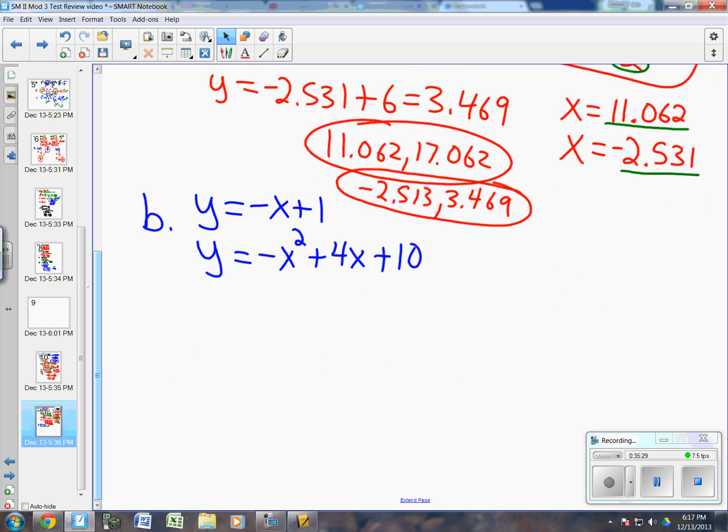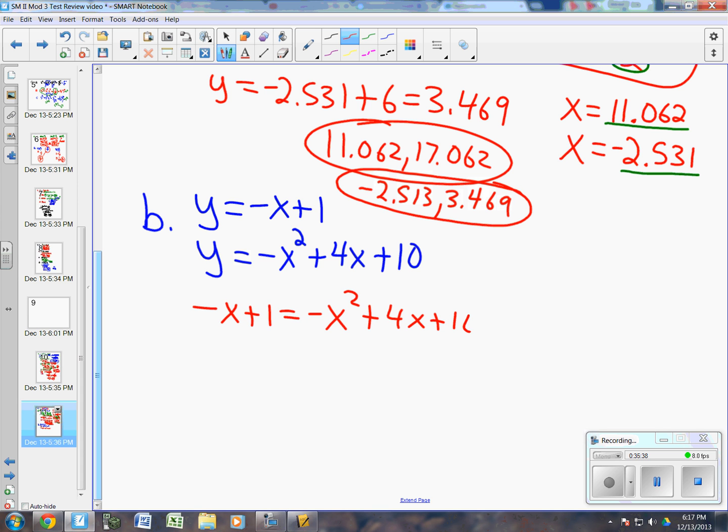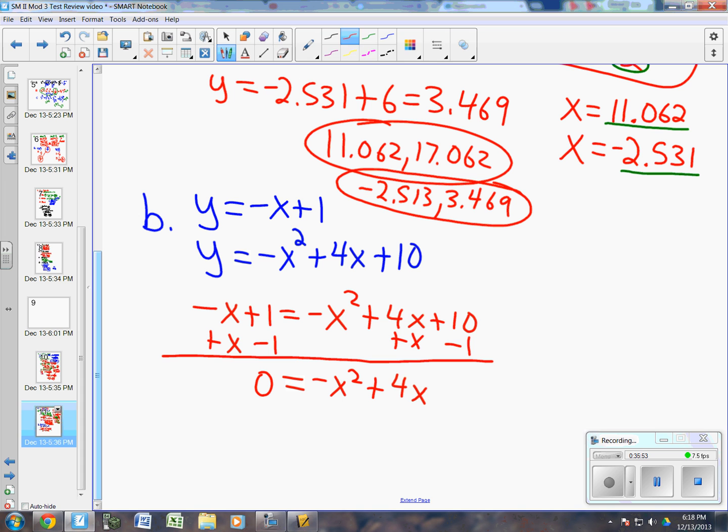Okay, and the last one is similar to it. Once again, negative x plus 1 equals negative x squared plus 4x plus 10. I'm going to add x to both sides, minus 1 to both sides. Remember, put them under their like terms on the left side. So you get 0 equals negative x squared plus 5x plus 9. And guess what? I don't like having my x squared term negative. So I'm going to multiply both sides by negative 1. And that's going to give me x squared minus 5x minus 9, which is an equivalent equation.